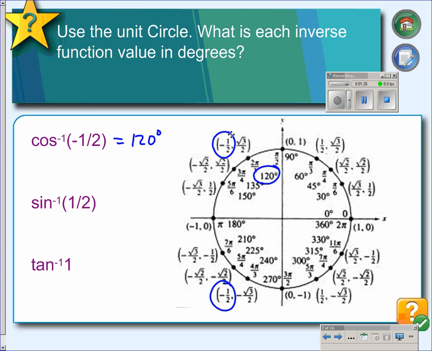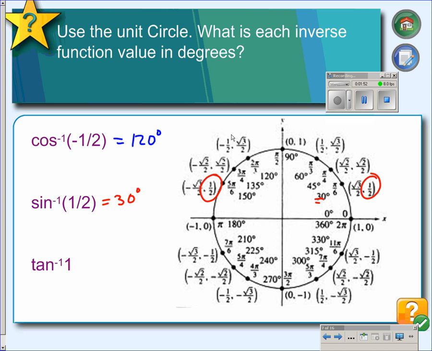So next one, we want inverse sine of 1/2. So we're looking for sine to be equal to 1/2, and that occurs at these two locations. Since an inverse sine gives answers in the right side of the circle, we would choose the one on the right side here, and our answer would be 30 degrees.